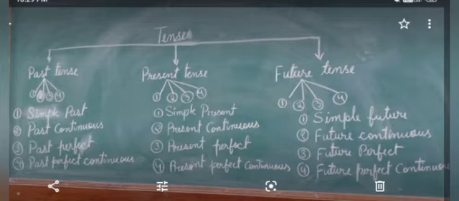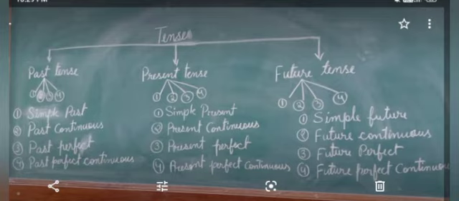Okay, now with this, you have understood that tenses are in three parts: past, present, and future, and each are divided into four. That is, your past tense in four, present tense also in four, and future also in four. Now we will do each and every one individually: the past, the present, and the future.